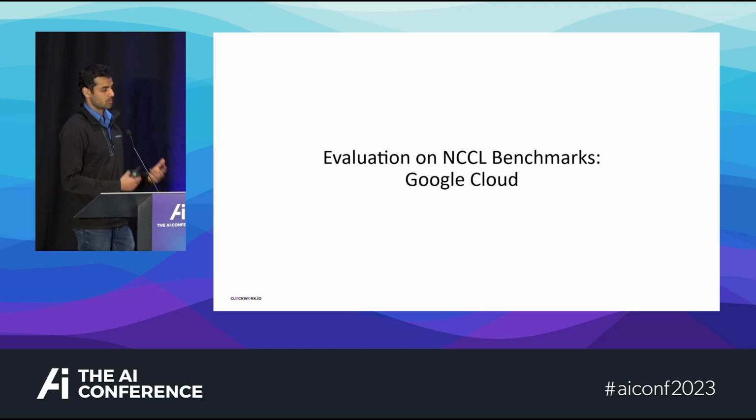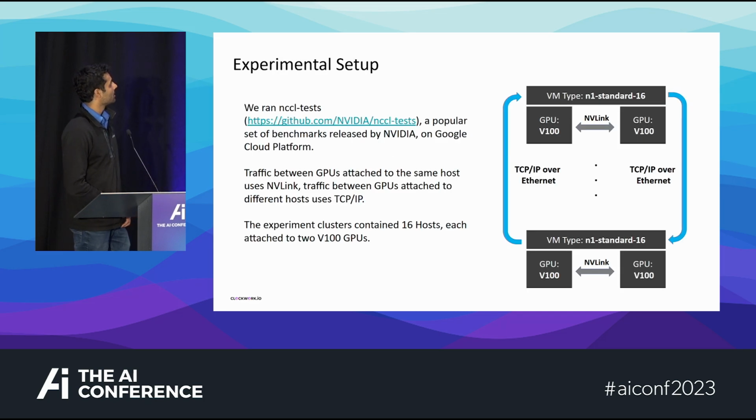And once we do this, we can actually benchmark on Google Cloud exactly the kind of benefit that it gives us on some of these NCCL communication primitives. So our experimental setup here consists of 16 N1-standard-16 hosts on Google, each of which is connected to 2 V100 GPUs. The GPUs on a single host can talk to each other through NVLink, while the traffic between the hosts is all over TCP/IP. And this is exactly where we play a role. So because the traffic is over TCP/IP, Packet Rocket can effectively monitor and control this traffic.